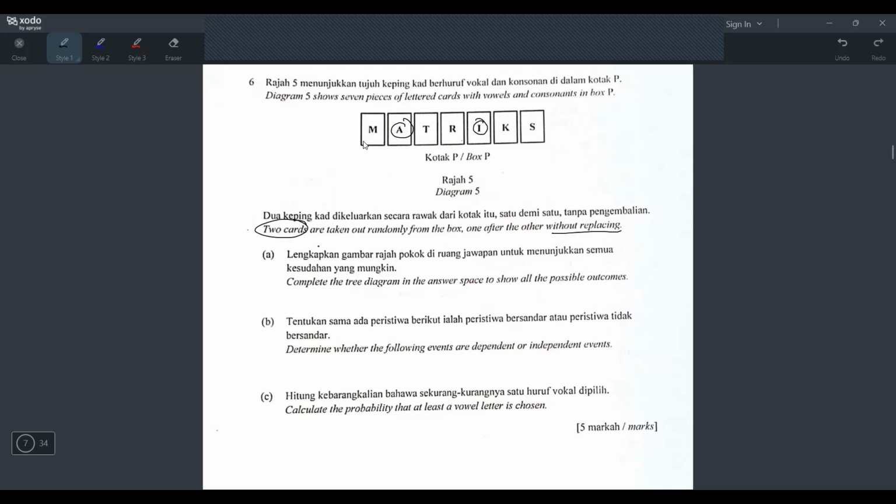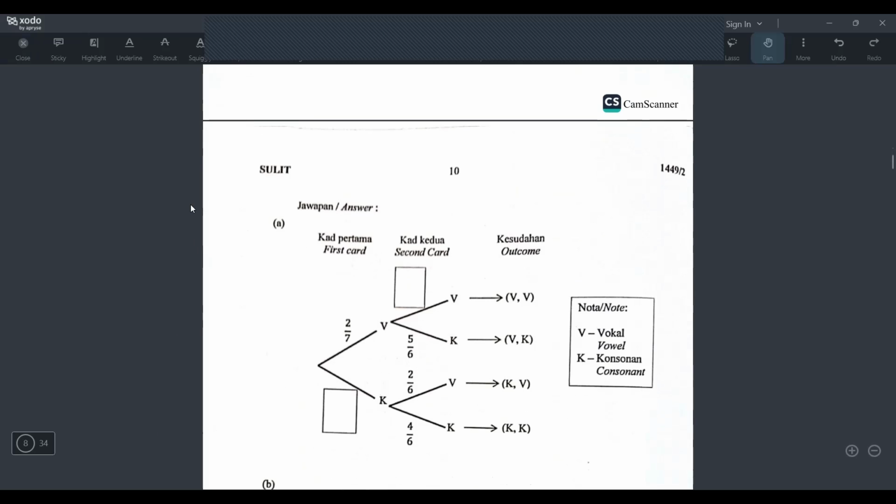It means the first time I take a card, after I take it, I will not replace it. Without replacement means after I take one card, when I take the second card, there will no longer be 7 cards. There will only be 6 cards left, because it's without replacement. Okay, let's read part A first. Complete the tree diagram in the answer space to show all the possible outcomes. Okay, let's look at the tree diagram.